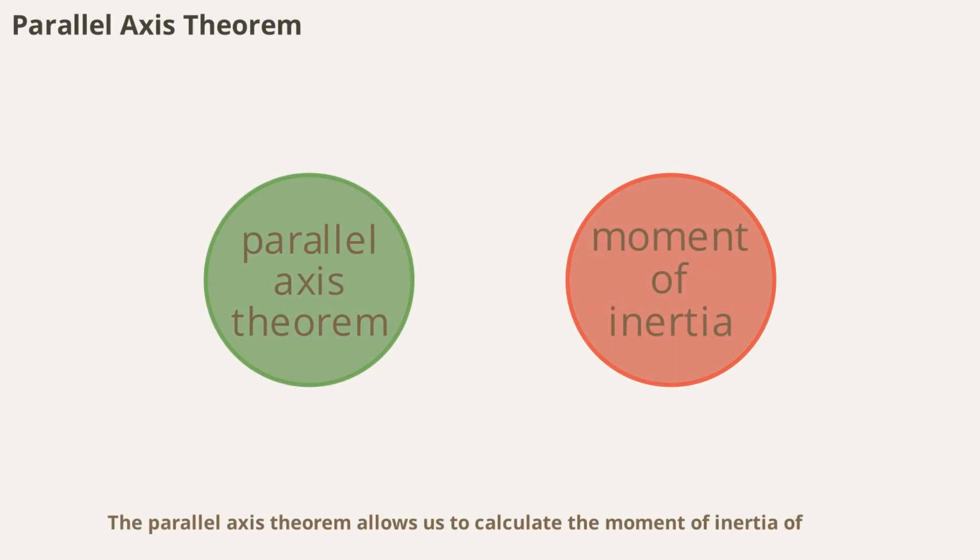The parallel axis theorem allows us to calculate the moment of inertia of a body about any axis parallel to an axis through its center of mass. The theorem states I equals I_CM plus Md², where I_CM is the moment of inertia about the center of mass, M is the mass, and d is the distance between the axes. This theorem is especially useful in engineering and physics problems involving composite bodies.